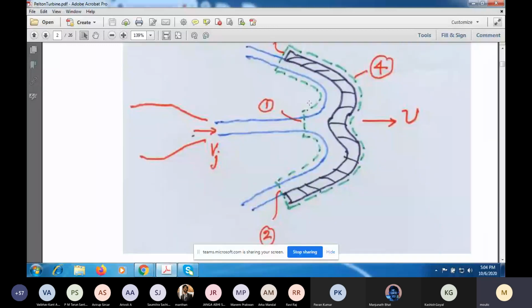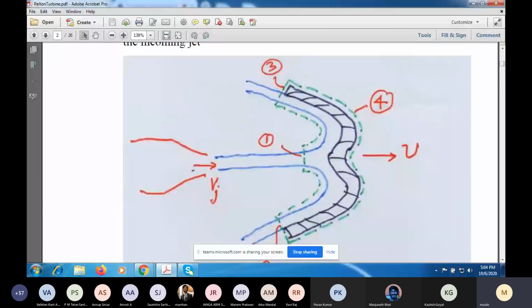So this section I've called 1. As you can see, the fluid will enter the control volume through this section. And section 2 and section 3 are outlets. This blue line here is the interface between the water jet and air. You have air above and air below.